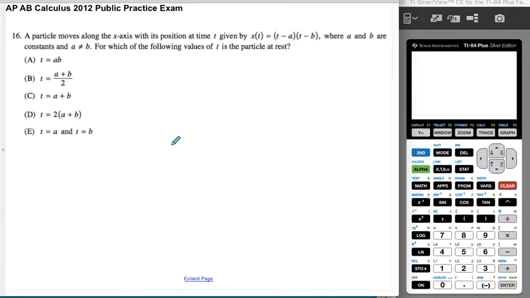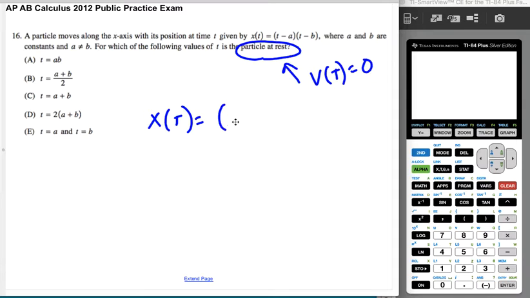A particle moves along the x-axis with its position given like this. For which of the following values is the particle at rest? Okay, so you have to translate "at rest." Your brain has to say v of t equals 0, right? And then you have to find v of t. If it helps you, v of t is x prime.